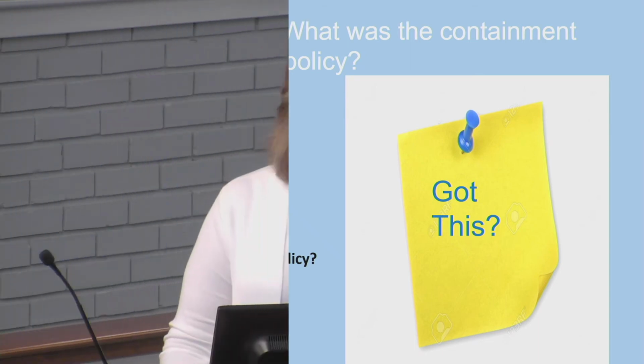Okay, let's see if you got it. The containment policy. What was it? If you said something along the lines of it was designed to stop the spread of communism, you're there. To prevent Soviet military aggression, you've got the idea.